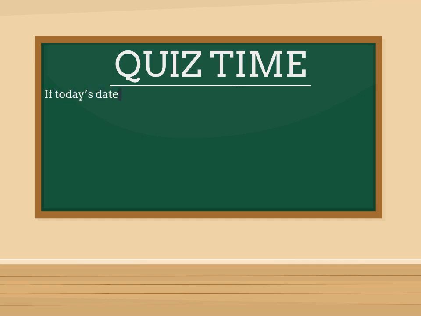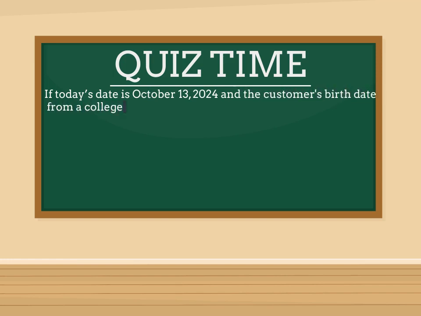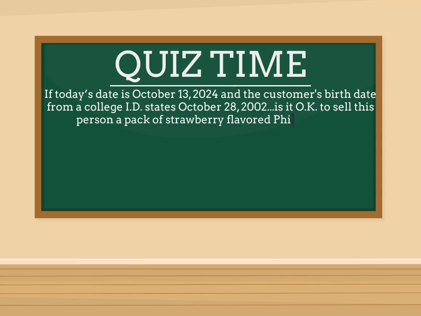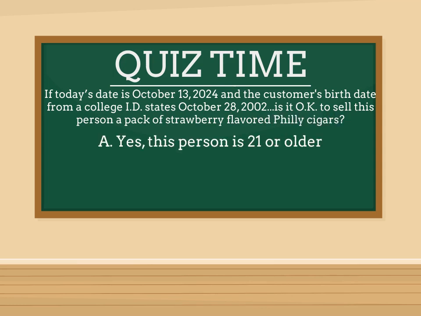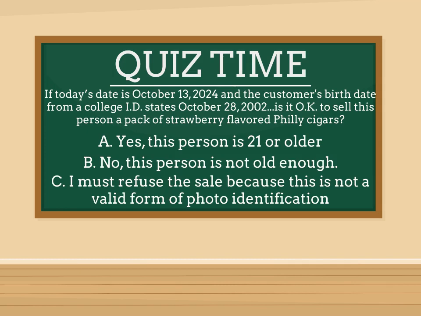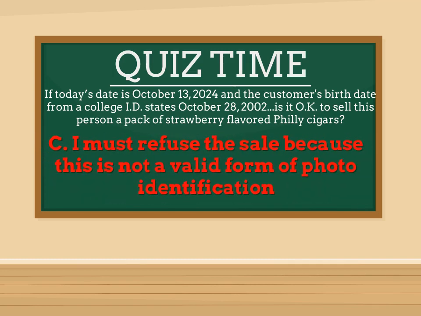Question. If today's date is October 13th, 2024, and the customer's birth date from a college ID states October 28th, 2002, is it okay to sell this person a pack of strawberry-flavored Philly cigars? A. Yes, this person is 21 or older. B. No, this person is not old enough. C. I must refuse the sale because this is not a valid form of photo identification. The answer is C. I must refuse the sale because this is not a valid form of photo identification.